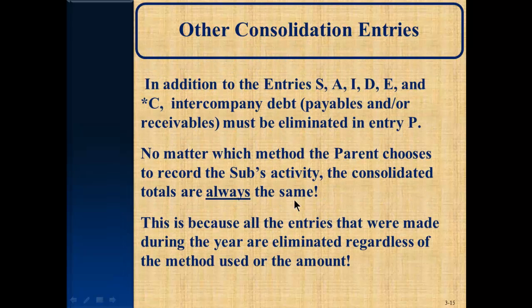Now, the standard entries S, A, I, D, and E. You also have an intercompany. If you have an intercompany debt or receivables, you have to eliminate that with entry P. Now, I can tell you this: there is not a situation I have ever seen where you don't have intercompany receivables and payables. And most of the time in practice, what you're going to find is that it is one account on every entity's books. So, I'm the parent company and I'll have one account. It's not like I have an intercompany receivable and then down on my liabilities I have an intercompany payable.